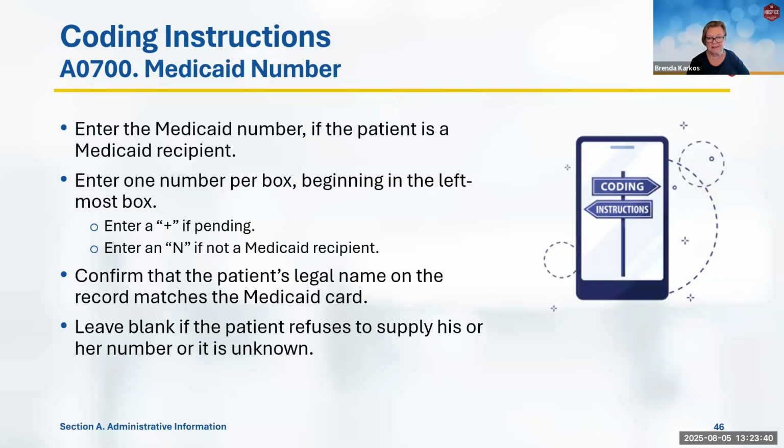You would enter a plus sign if it's pending, or you would enter N if the patient is not a Medicaid recipient. You want to confirm the patient's legal name on the record matches what's on the Medicaid card, but you can leave the item blank if the patient refuses to supply his or her number or if it's unknown.